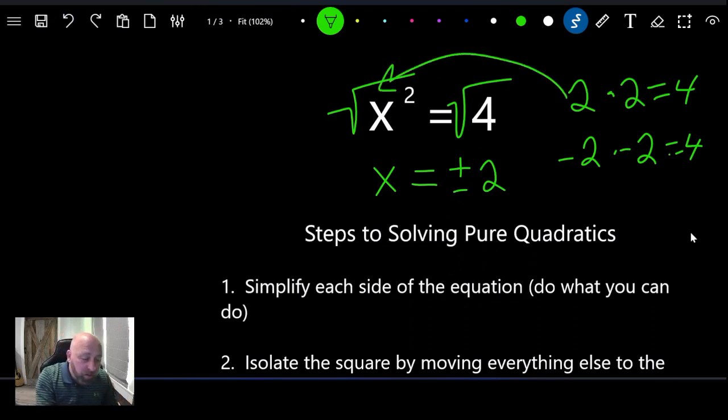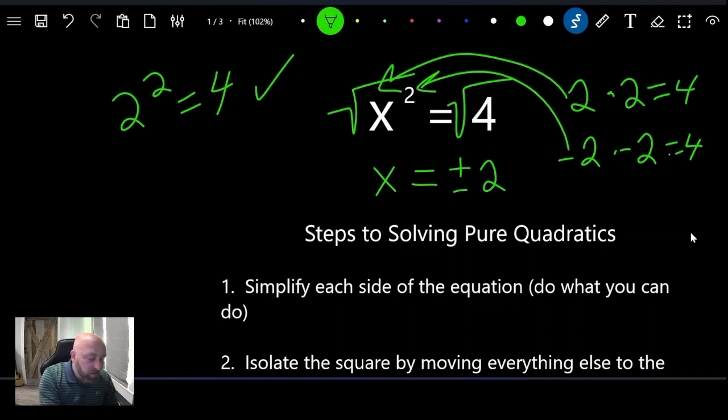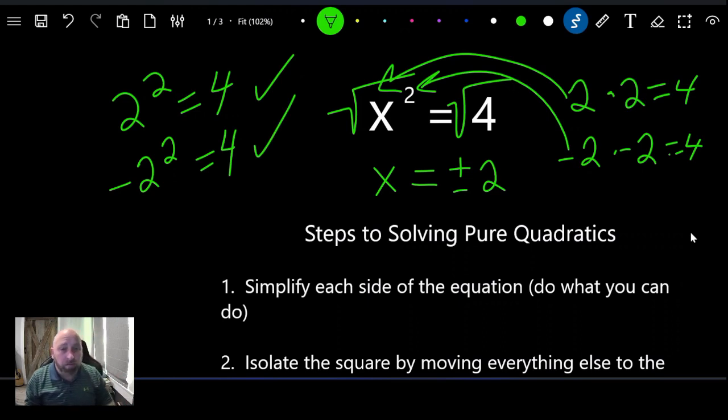In other words, if we sub in 2 right here, we would get 2 squared equals 4, and that checks. And if we were to sub in -2, we would get -2 squared equals 4, positive 4. Negative times negative equals positive. That also checks. Both of those answers are possible solutions.